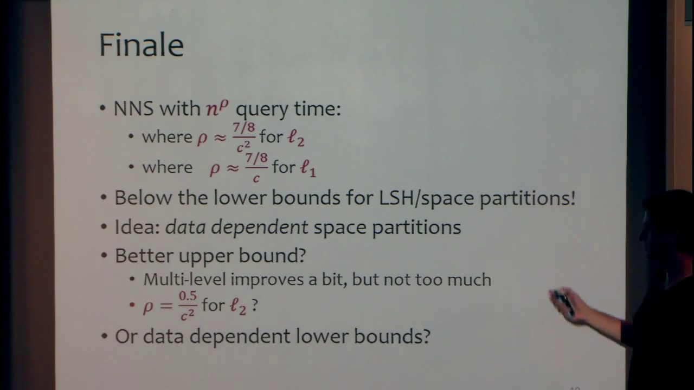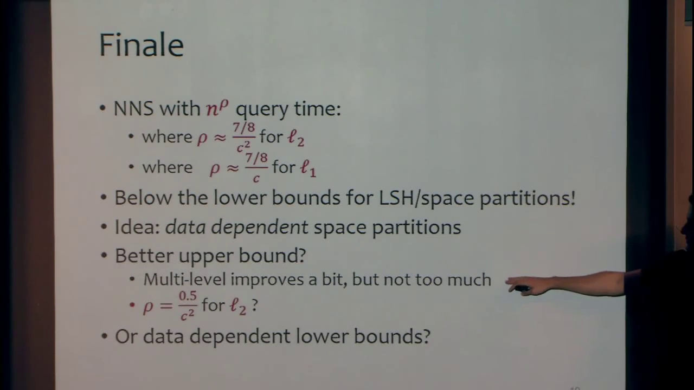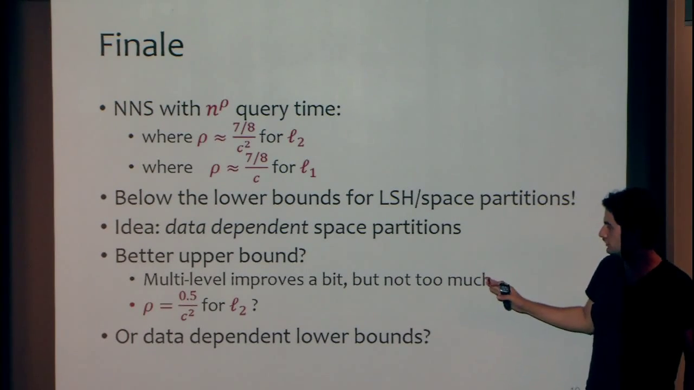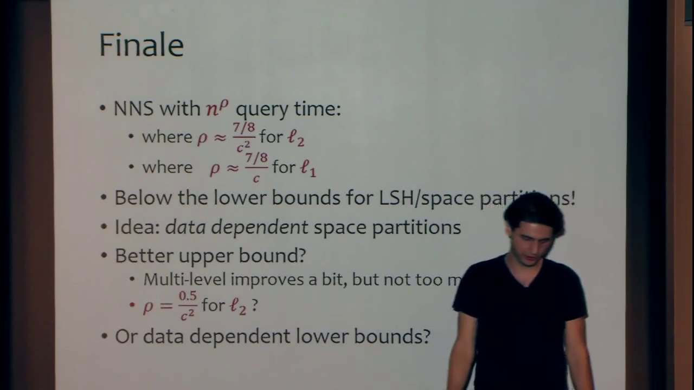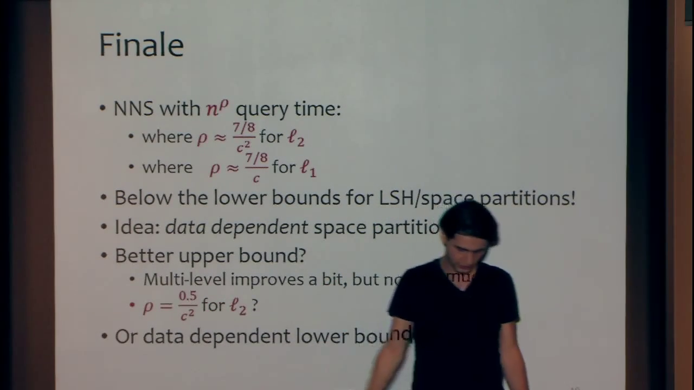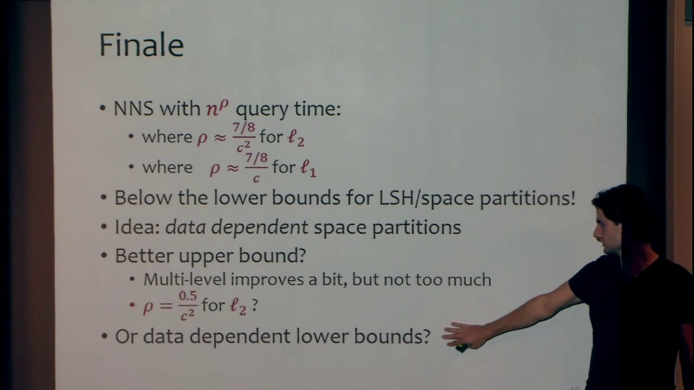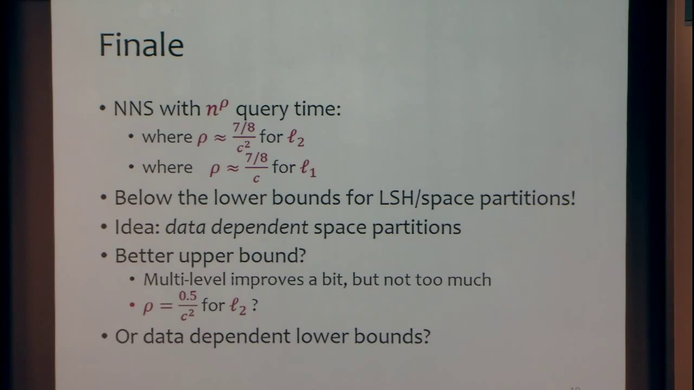And of course, the natural questions remaining are, can we get a better upper bound? For example, the first natural idea is to think about multi-level, and this does improve the constant a bit, but definitely doesn't go all the way down. That might be considered a natural barrier, which is 1/(2c^2). This is roughly because Motwani, Naor and Panigrahy proved a lower bound of this sort for L2, and that might imply a nearest neighbor search lower bound. We don't know. Or maybe not. Maybe one can prove something like a data-dependent lower bound. That would be an interesting possibility.